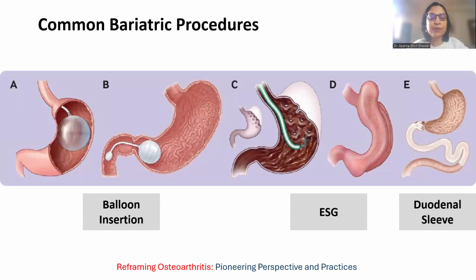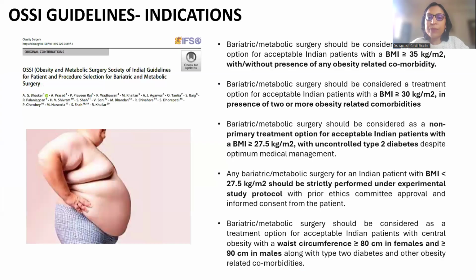And if they don't want to go in for a surgery, at least something is better than nothing. Now, when we talk about indications of bariatric surgery, these are the guidelines of the Obesity and Metabolic Surgery Society of India. Anybody with a BMI greater than 35, with or without the presence of any other obesity-related comorbidity, is an eligible candidate for bariatric surgery.